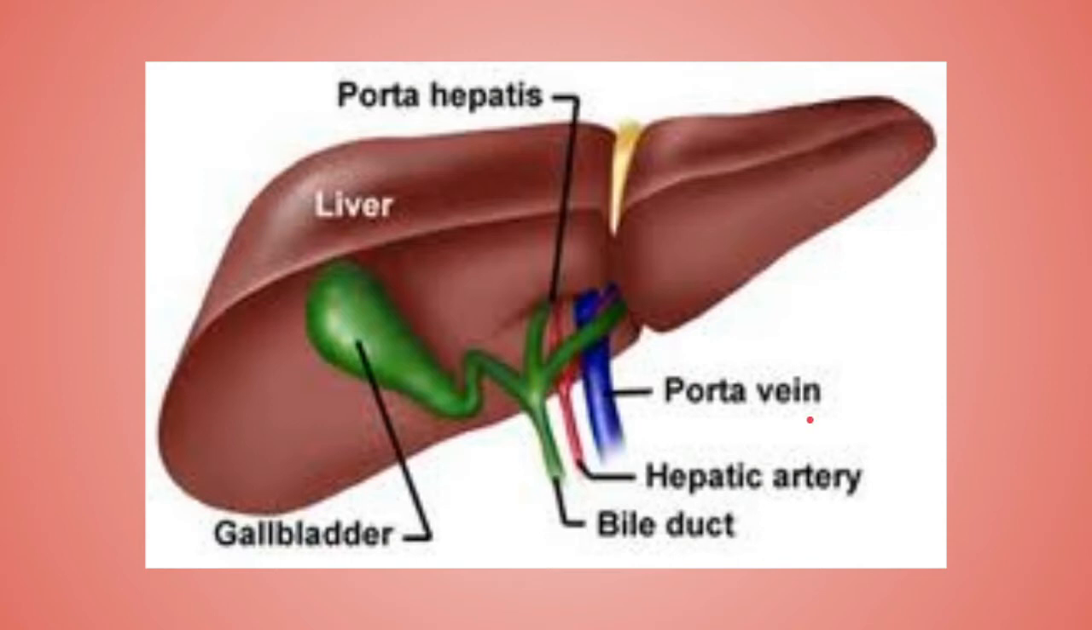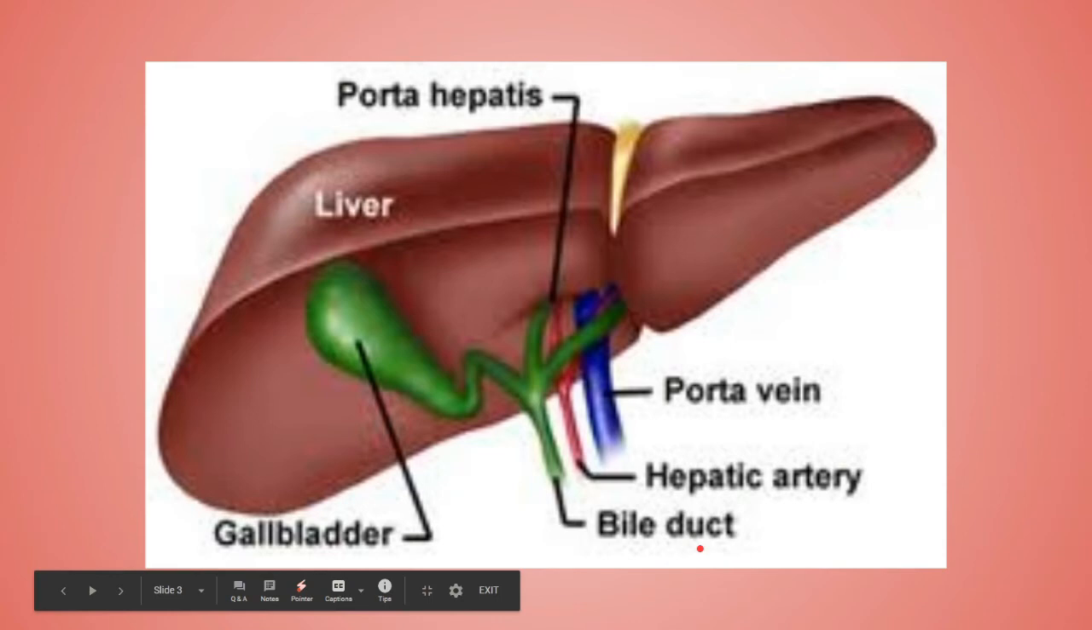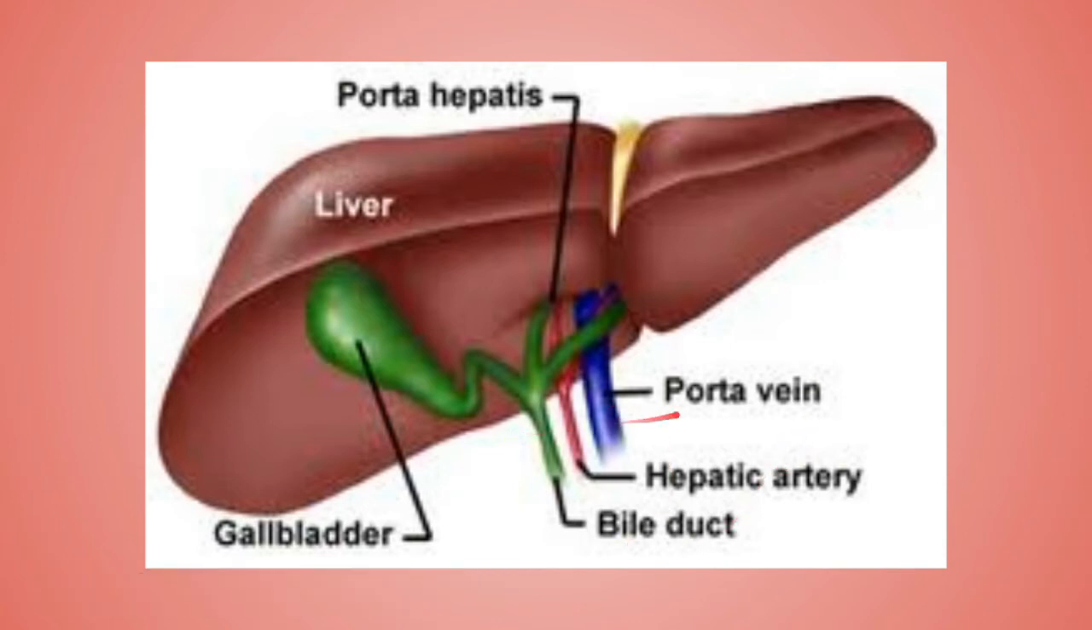Now very important, the arrangement of the structures at the porta hepatis from behind forwards. It is the portal vein, hepatic artery, and the bile duct. So you can remember by the mnemonic VAD. That means from behind forward we have the portal vein, hepatic artery, and the bile duct in the porta hepatis.